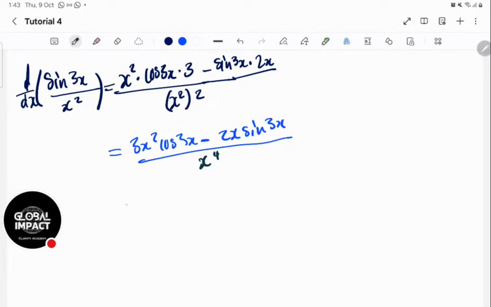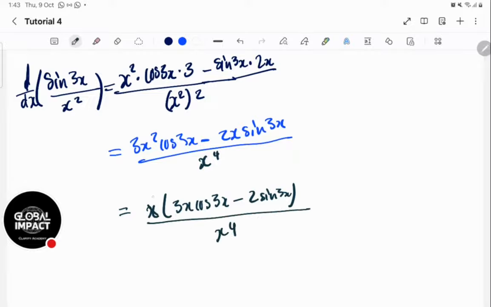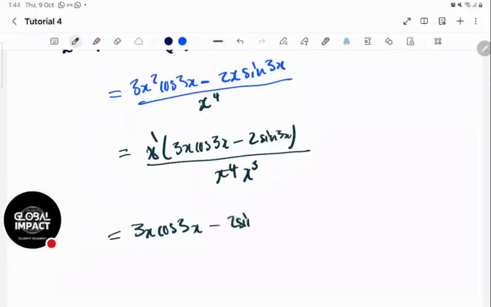So what you can actually do is you can bring out an x. This is going to be 3x cos 3x minus 2 sine 3x. So here it cancels with the x to the 4 in the denominator. X into x to the 4 is going to be x to the 3. This is going to be over x to the power of 3.